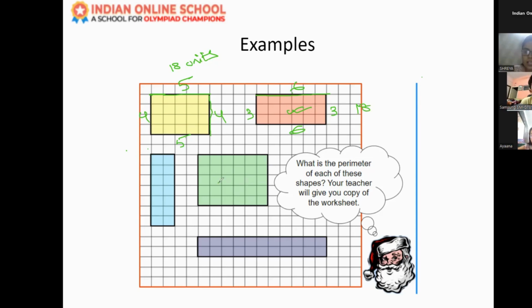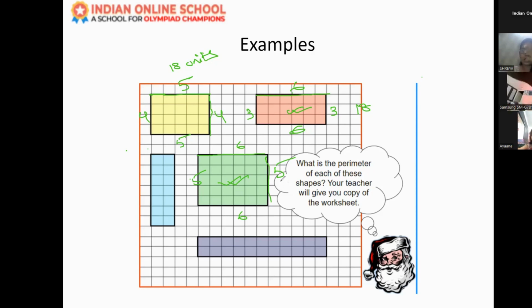Okay. Next, Viraj, this one, please. 1, 2, 3, 4, 5, 6. Upward 6, and downward 6. And this 1, 2, 3, 4, 5, and left side 5, right side 5. So basically you can say the length is 6 units and the breadth is 5 units. Correct? This is the length, which is 6 units for the rectangle, and this is the breadth, which is 5 units.